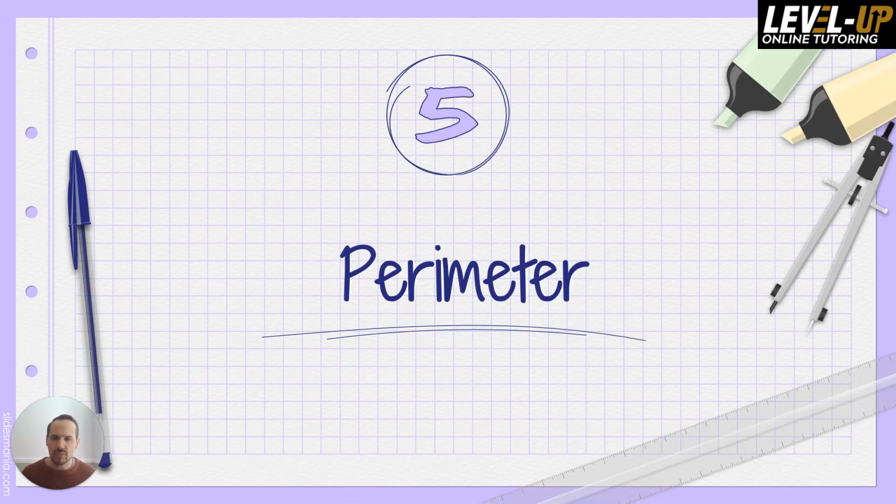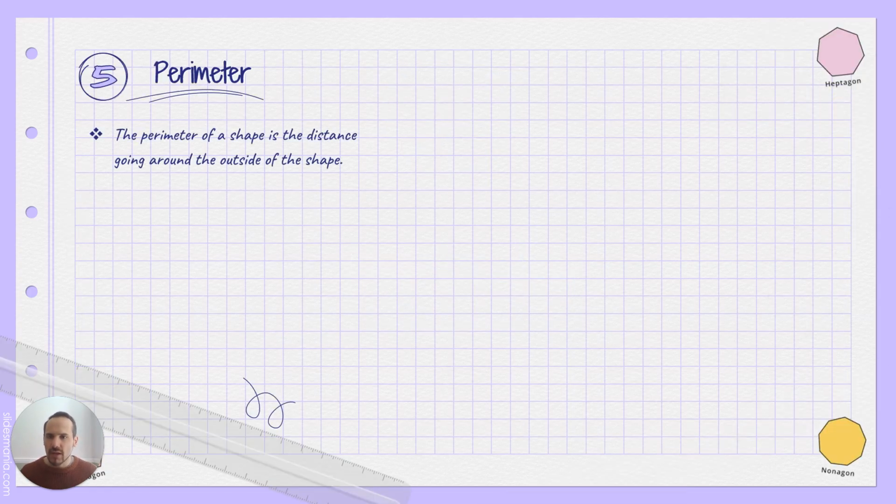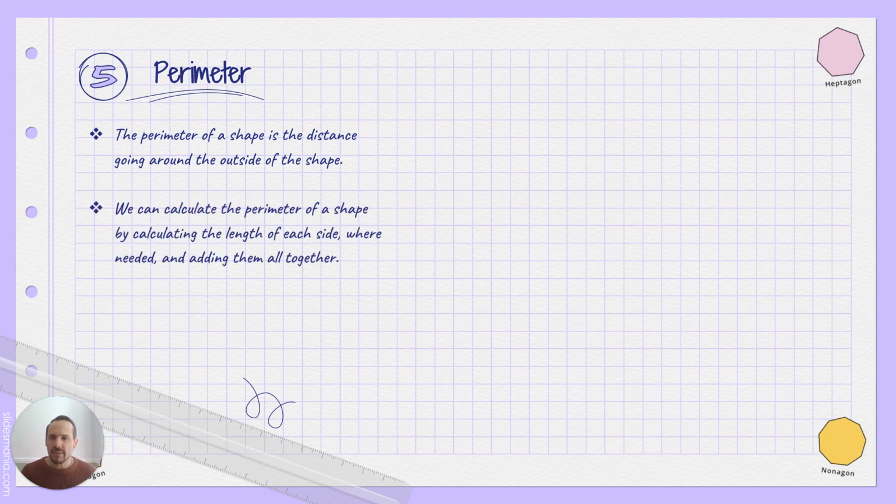So let's move on to actually doing some real calculations now. We've done a lot of definitions, a lot of properties of different shapes, and now we're going to bring it all together. So perimeter. A perimeter of a shape is the distance going around the outside. Imagine that earlier example we had, a heptagon and that car going all the way around the outside. You can imagine asking, how far has it traveled going all the way around? That's what perimeter is. We can calculate the perimeter of a shape by calculating the length of all the sides, where needed, and adding them all together.